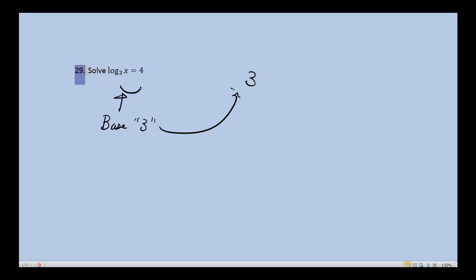And now I just know I go in a counterclockwise rotation. So I know 3 raised to the 4th power is equal to a value of x. 3 to the 4th power is equal to a value of x. So it solves here. We get 81 is equal to a value of x. So that's going to be our solution for x.